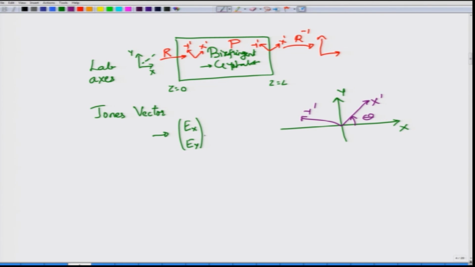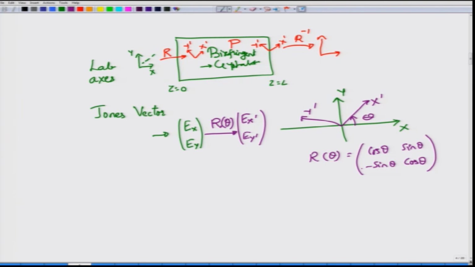And you can transform any vector which is in the x y coordinate to the vector in the x prime y prime coordinate by multiplying the vector by the coordinate transformation matrix R of theta, which you can show is a 2 by 2 matrix given by this one. So, when you multiply this Ex Ey vector, which is the Jones vector in the lab axis, with R of theta, you obtain the vector in the birefringent crystal axis, Ex prime Ey prime.